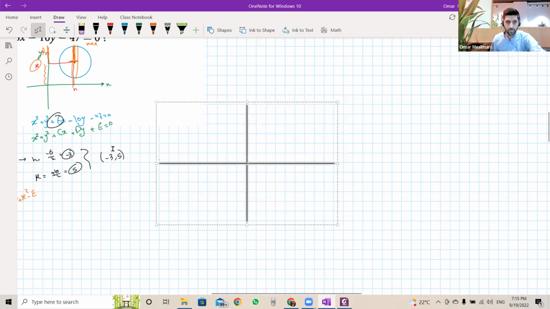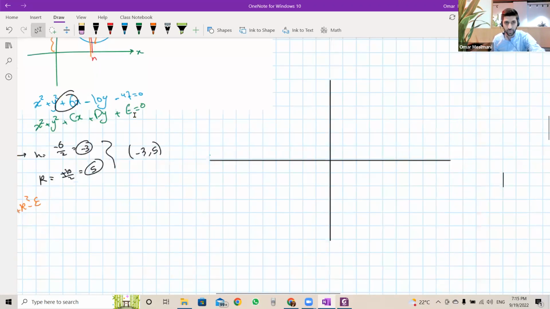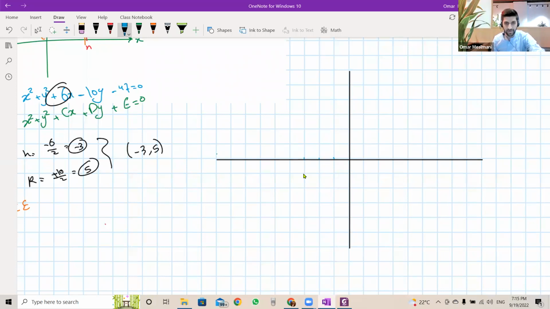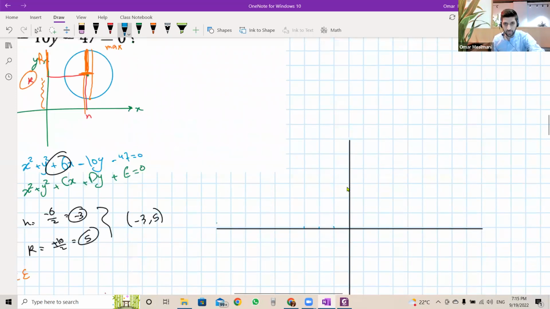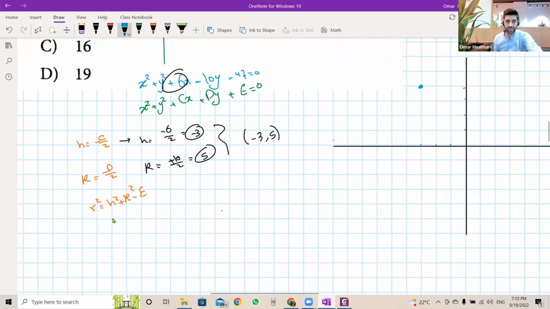Yes. So now what is the center? Where is the center? It's supposed to be at negative 3 on X and 5 on Y. So it's negative 3 on X: 1, 2, 3 on X and 5 on Y: 1, 2, 3, 4, 5. I guess the center is here. That is my center. Negative 3 and 5. Now let's try to find the radius R.